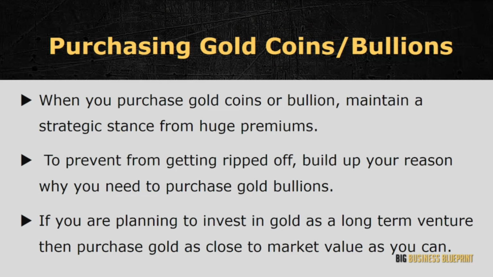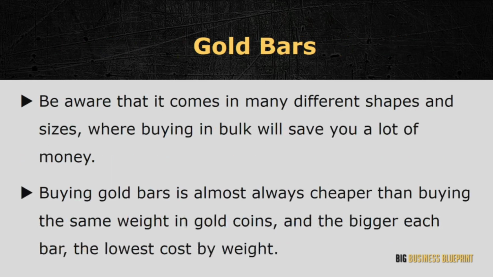Your savings will also depend on the quality of the gold you choose to invest in. For gold bars, you have to be aware that it comes in many different shapes and sizes, where buying in bulk will save you a lot of money. There are more than 30 types of gold bars in the world's regional market today. At the most expensive end of the gold bar spectrum is the 1-gram novelty gold bar that's minted for the gift market. Often coated in plastic, these may cost at least twice the cost of their gold bullion content.